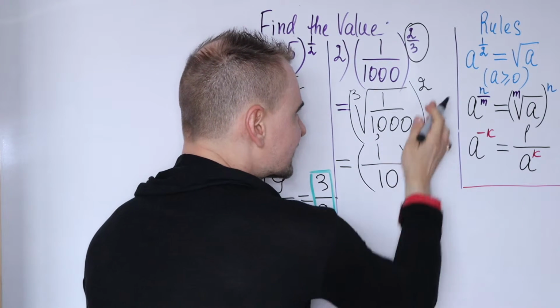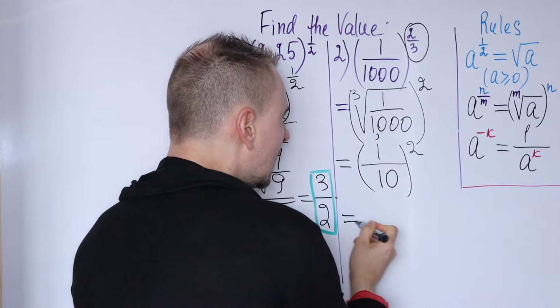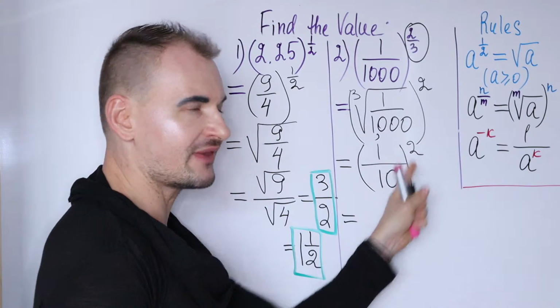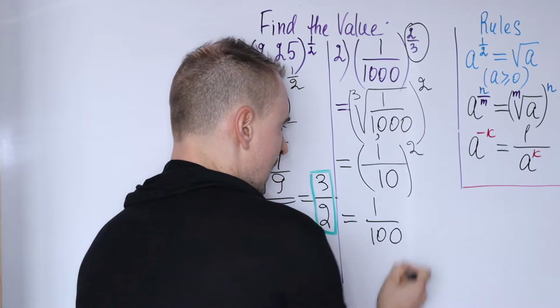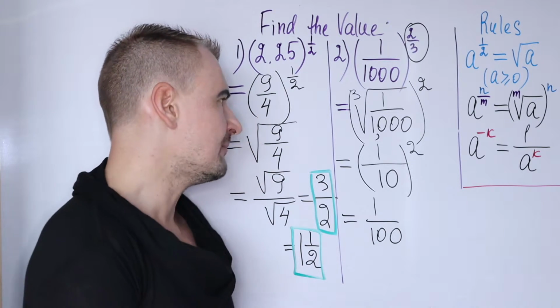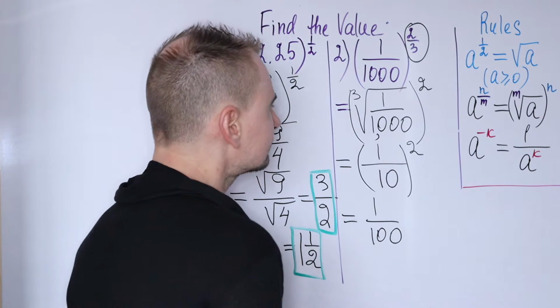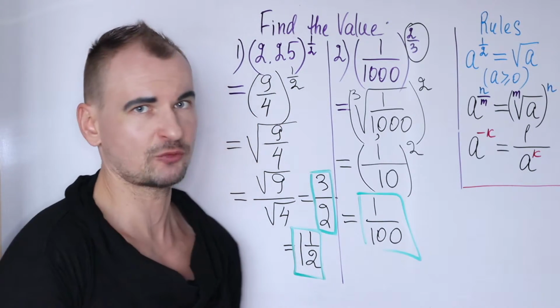And you have this second power outside, so you keep it at this point. And finally, the last step: you want to square this number, so it simply becomes 1 over 100. You just multiply 10 by itself. So that's your answer for that second one.